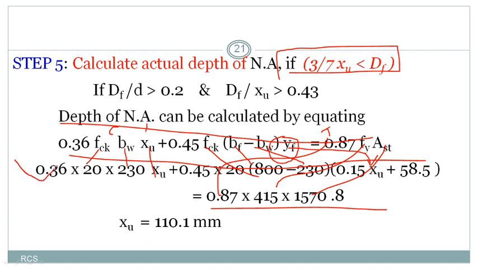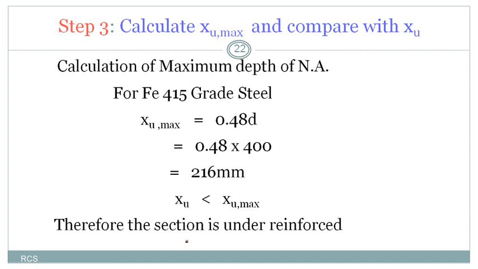So after simplifying this equation, we'll get the Xu value. What is the Xu value here? Xu is equal to 110.1 mm. So after knowing the Xu, now compare this Xu with Xu max.